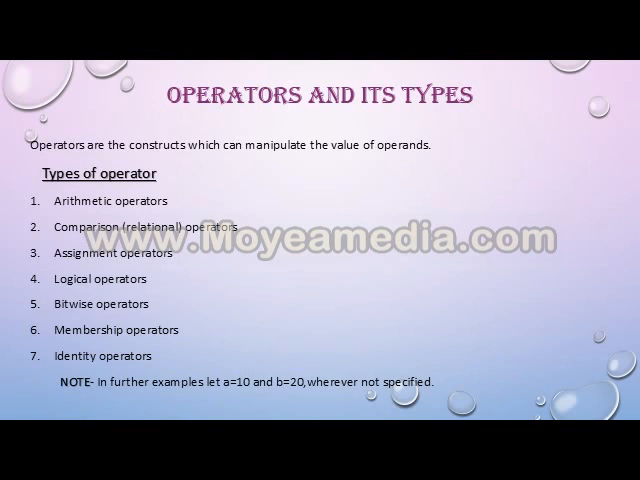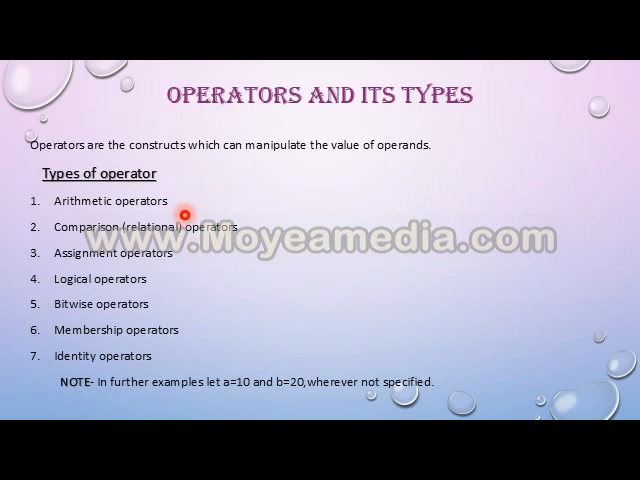Okay, so for C = A + B, we have A = 10, B = 20 and C = 30. Now, if C was 5, then for C = A + B, C is updated or manipulated with the value 30. So this is the work the plus operator has done. These operators are classified into various types like arithmetic operators, comparison operators, assignment operators, logical operators, bitwise operators, membership operators, and identity operators. We will study all these operators one by one.